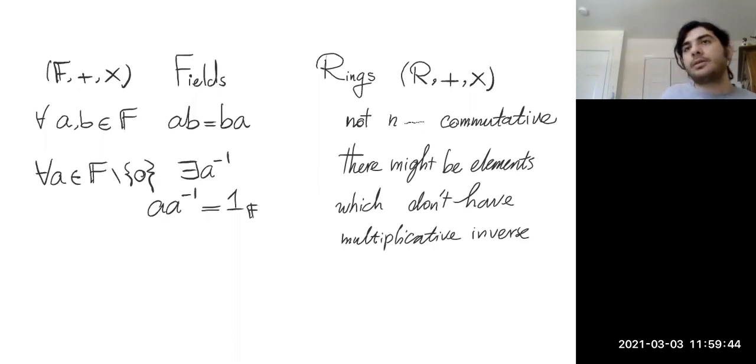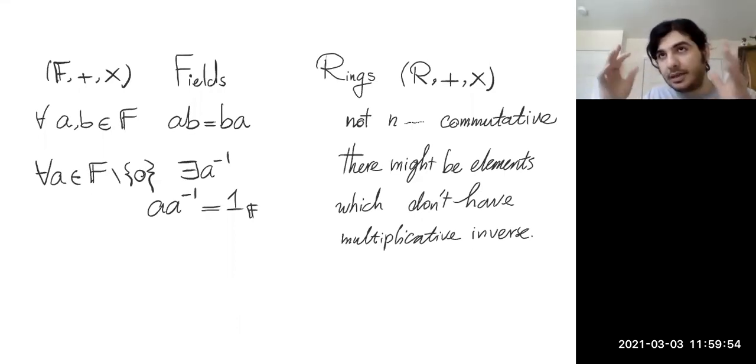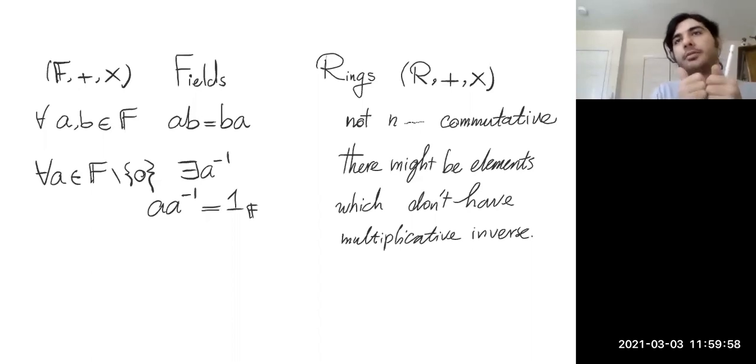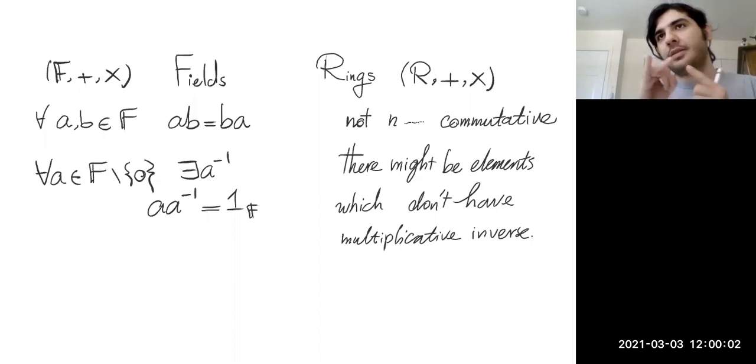So in other words, the definition of a ring is less special than a field. Any field is a ring, but it's not true that any ring is a field, because you might have a ring which, one, is not commutative, and two, does not have multiplicative inverses. Let me give you an example.